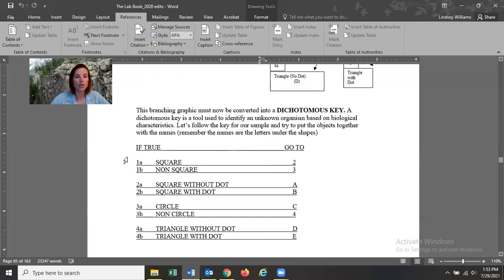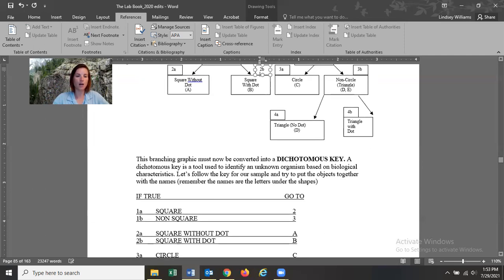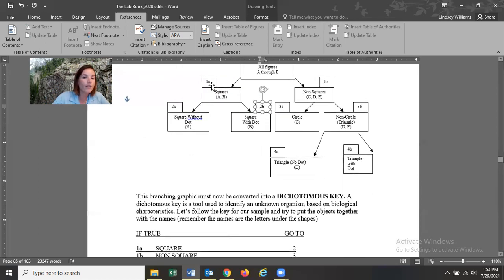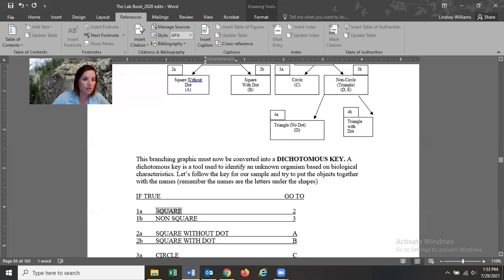To make your key, you have 1A, 1B. Start out, and however many numbers you use, the least I've ever seen accurately is 7. The most I've ever seen accurately is 10. Number them 1A, 1B, 2A, 2B, all the way to whatever number your last box is. And then whatever characteristic you have in the box, you put on the correct line.